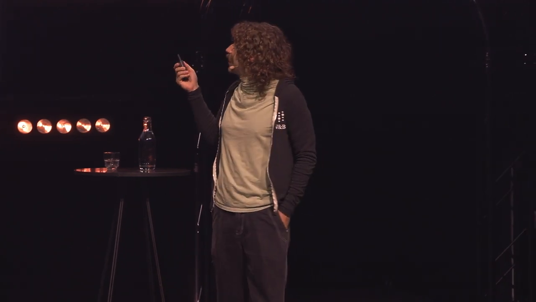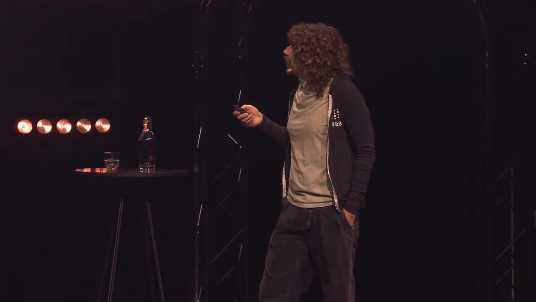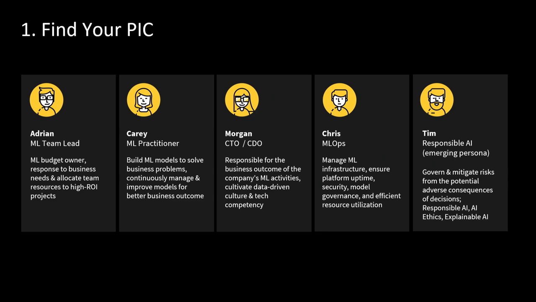All right, so here are some example PICs at Weights and Biases. We have a machine learning team lead, so they're more of a leader, a manager. They're not gonna be using the product for their day-to-day research, but maybe they wanna see dashboards and overviews of how the rest of the team is using it. We've got the ML practitioner. This is really our core persona. This is where we really excel. The product is made for these users. We have CTO, ML ops.